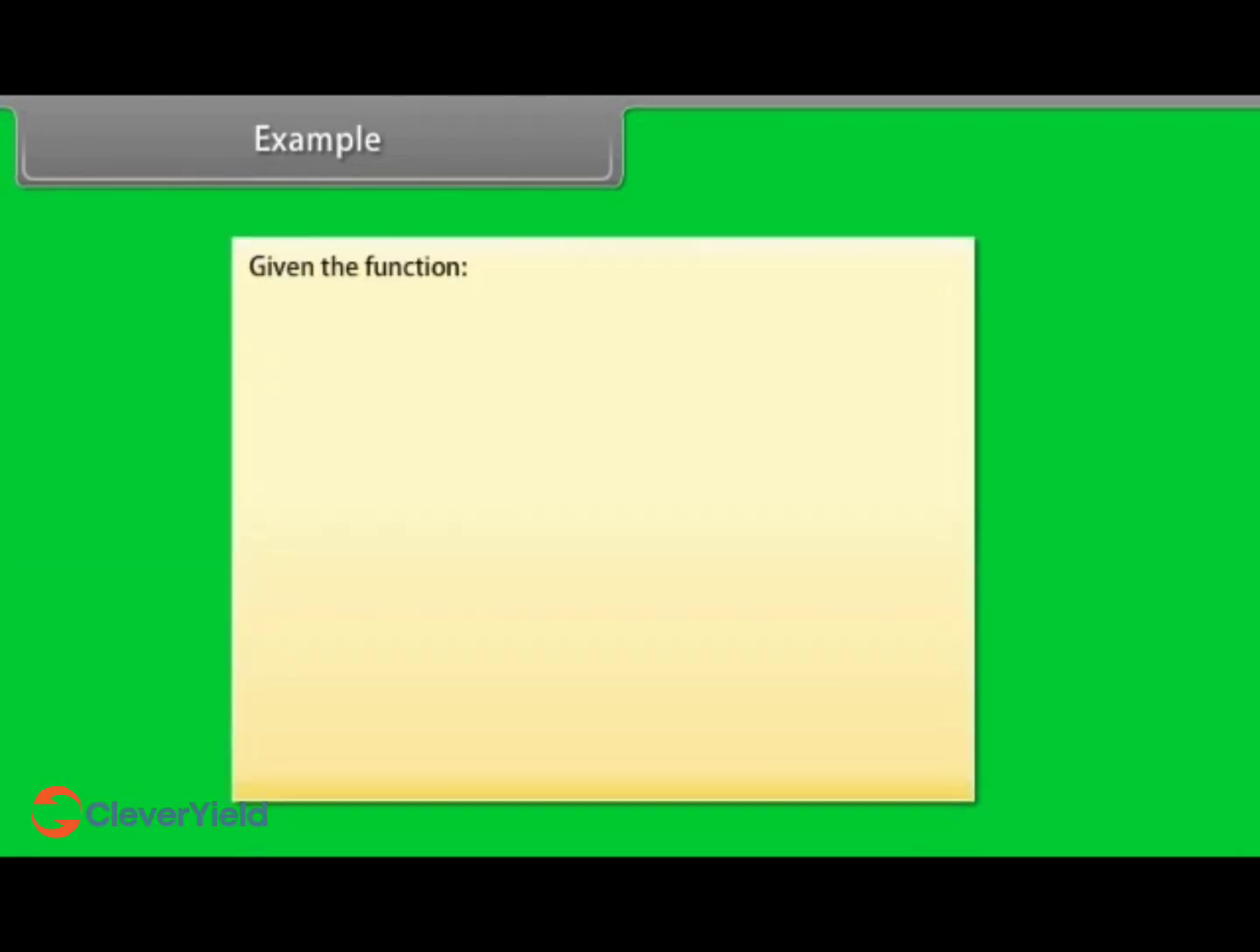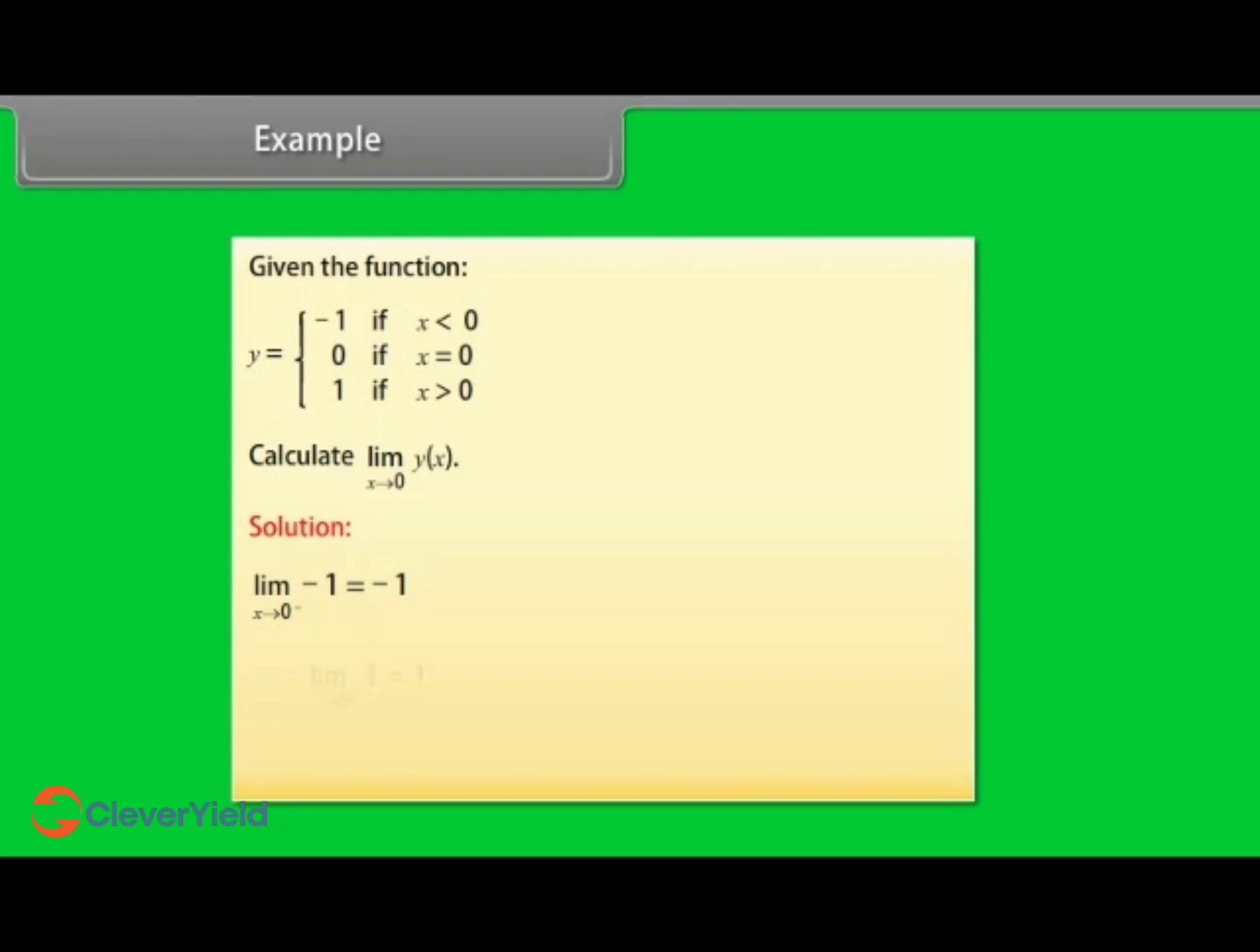Given the function y is equal to minus 1 if x less than 0, is equal to 0 if x equals to 0, is equal to 1 if x greater than 0. Calculate limit x tends to 0 of y of x. Solution: limit x tends to 0 minus of minus 1 is minus 1. Limit x tends to 0 plus of 1 is 1. The function has no limit at x is equal to 0.